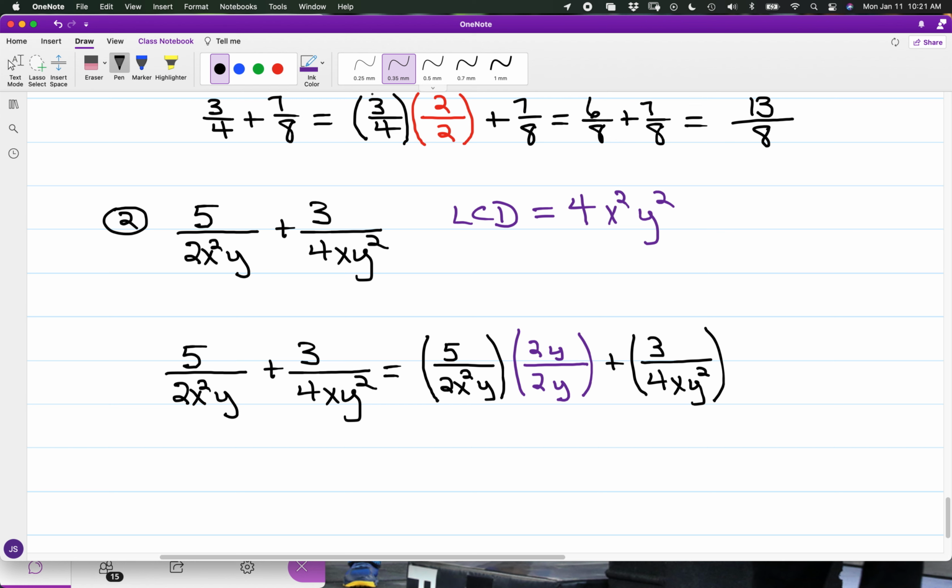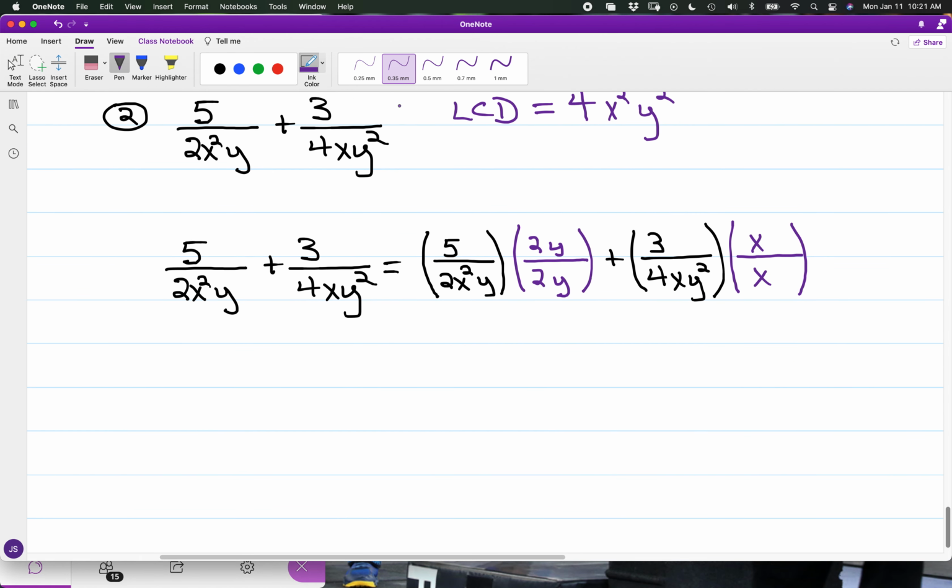And now we have 3 over 4xy squared. The 4 will go into itself one time, x and x squared will go x times, and y squared is already present. And so taking what we have now, you want to have both denominators be 4x squared y squared.